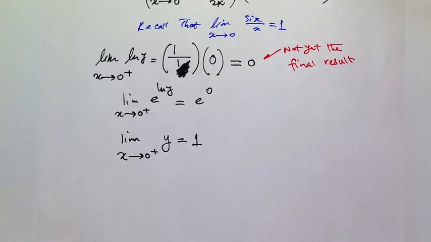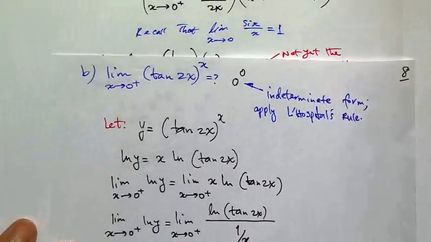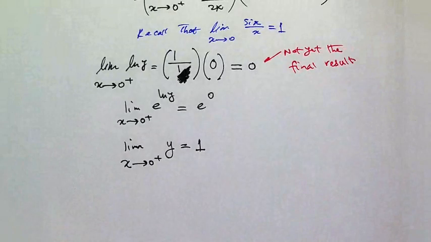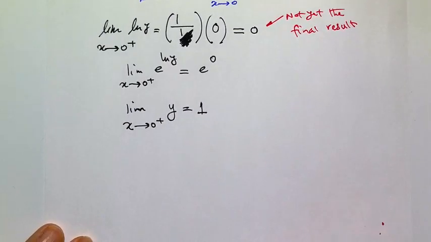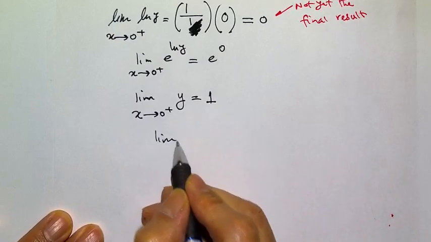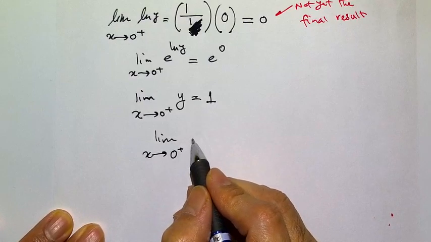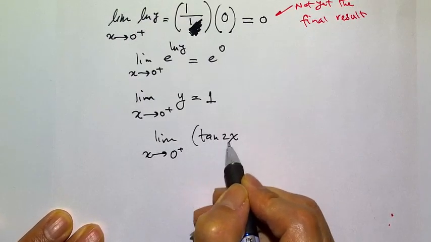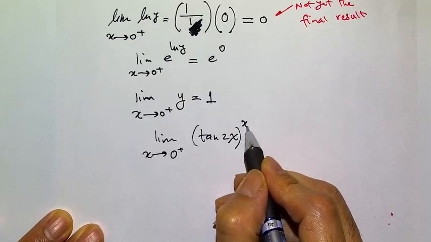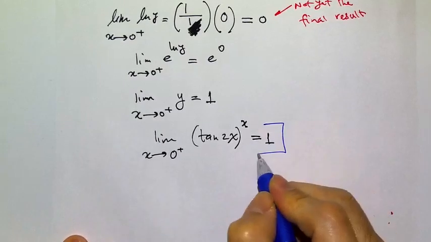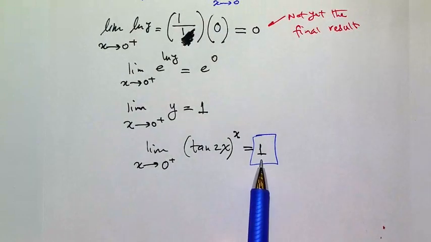Okay? So remember that y is all of this, tangent 2x to the x power, right? The original expression. So we simply replace y with what it represents. In that case, we have the limit as x goes to 0 from the right side of tangent of 2x to the x power equals 1. Okay, so there's our limit. Remember that we started out with an indeterminate form, but now we end up with a limit that converges to 1.